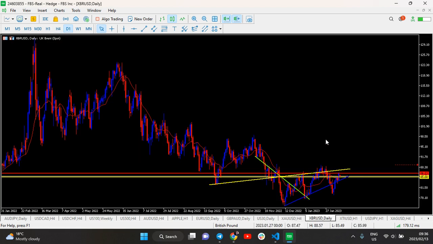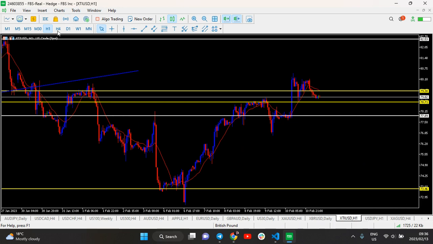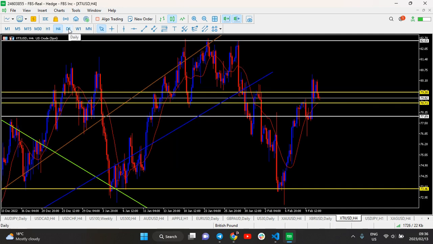Oil, UK oil, guys. It broke below this trend line over here and it reclaimed it last week, and now it's just moving above it, and we've got another resistance over here at around 87 US dollars. And if we get a break above it and a retest, we will likely see oil explode. Same with the US oil.